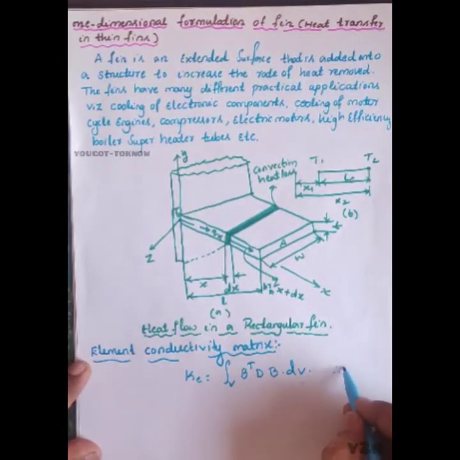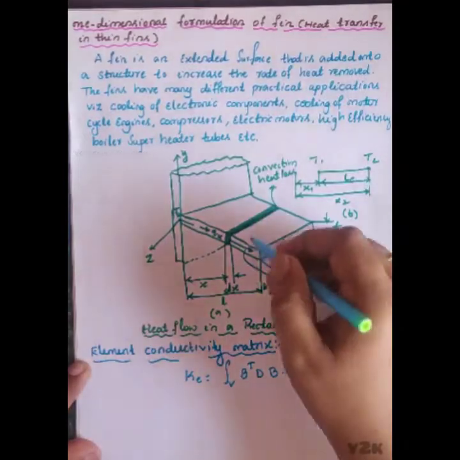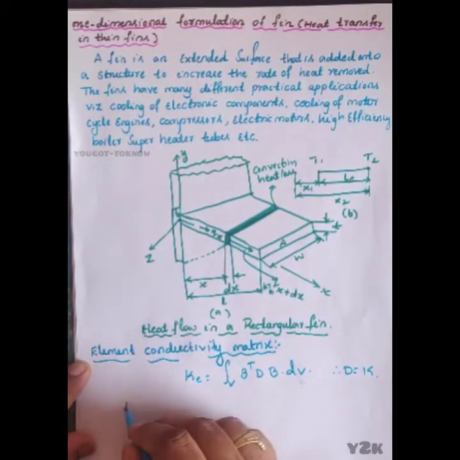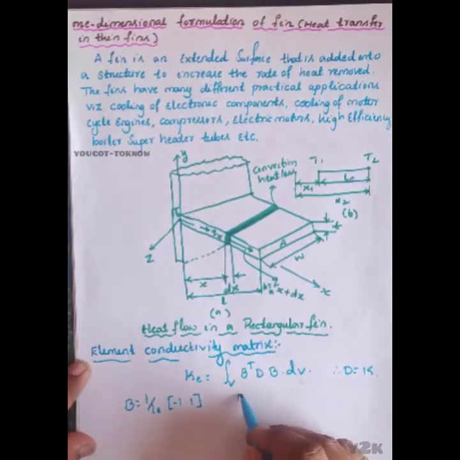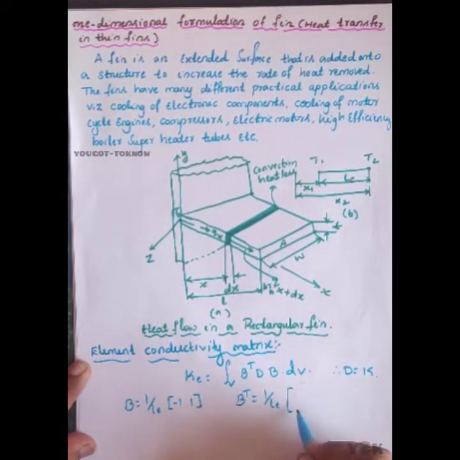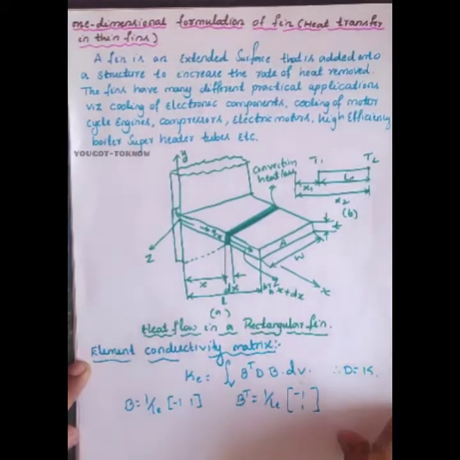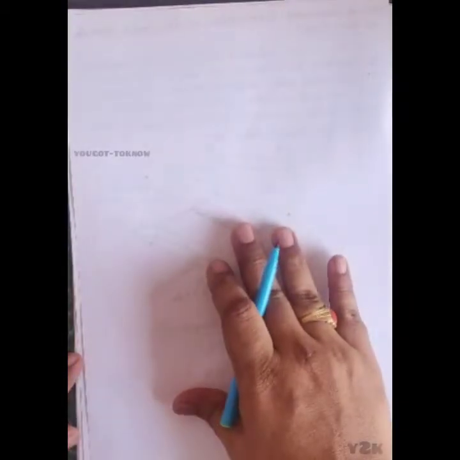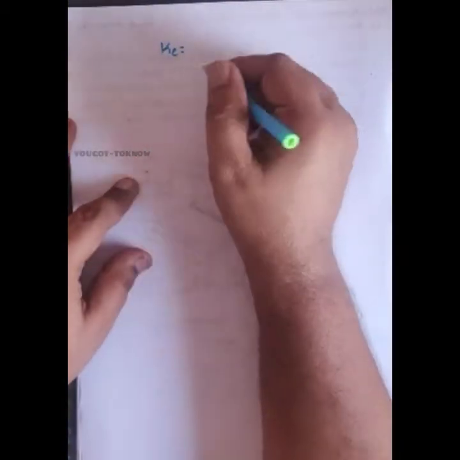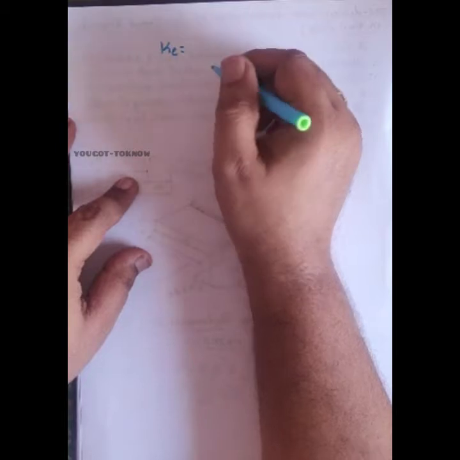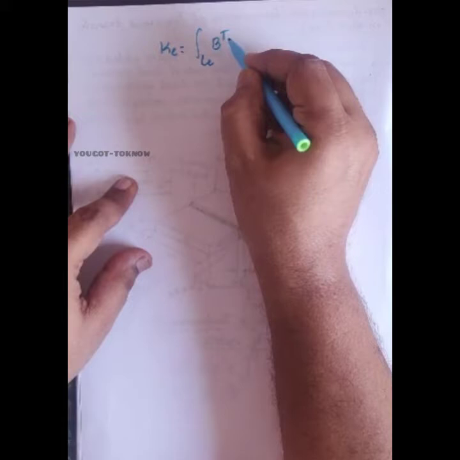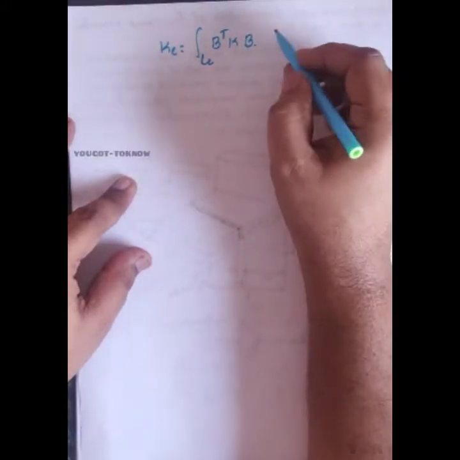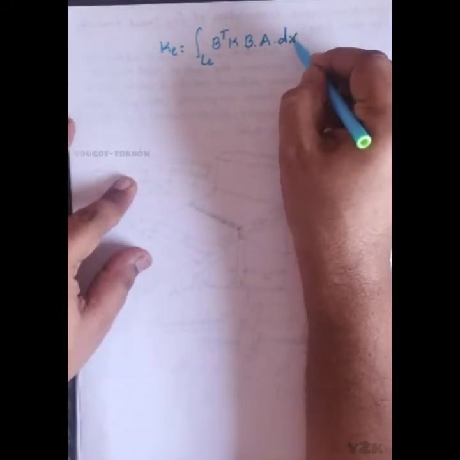D is nothing but K, the conductivity of the material. B we already discussed in the previous derivation: B is 1 by LE into minus 1, 1, and B transpose is likewise 1 by LE into minus 1, 1. Now we convert this into a simple problem. The volume integral can be converted into a line integral over the length of the element, with dV equal to A dx.